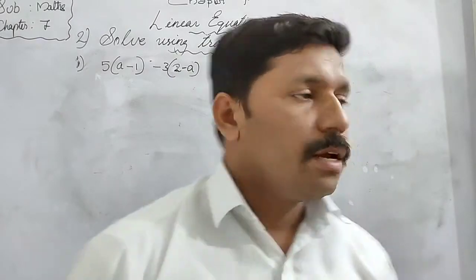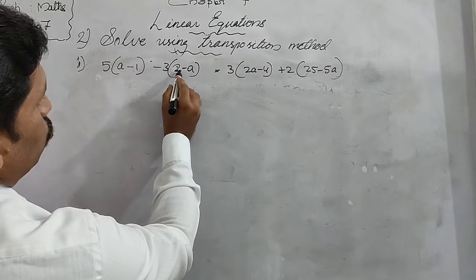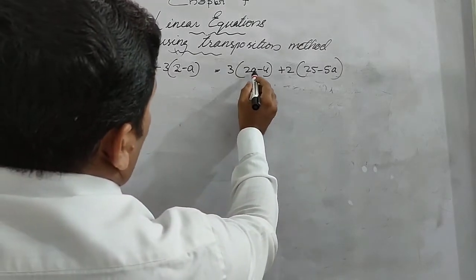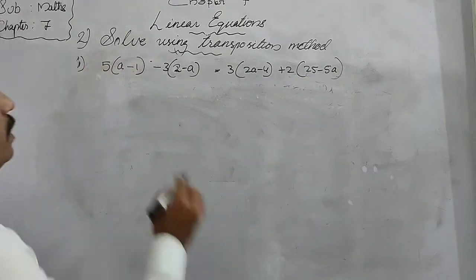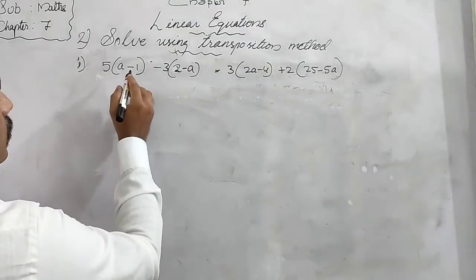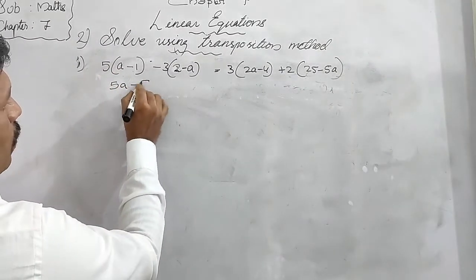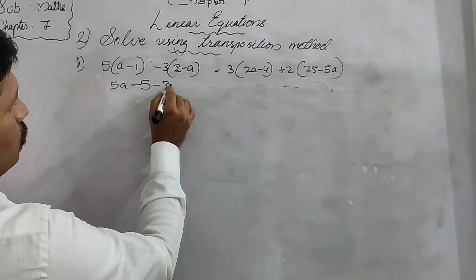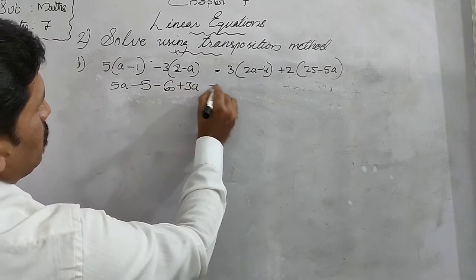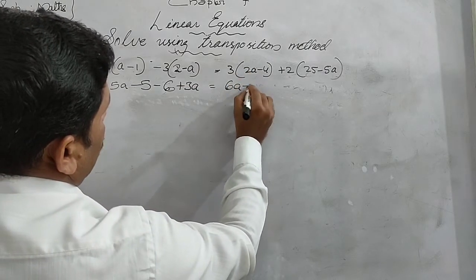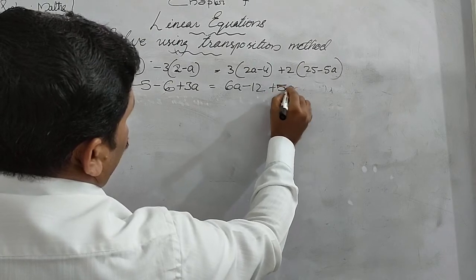Students, the next question: 5(a minus 1) minus 3(2 minus a) is equal to 3(2a minus 4) plus 2(25 minus 5a). Here we multiply the outside numbers with the numbers inside the bracket. 5 into a is 5a, minus 5, and minus 3, 2s are 6, so minus 6 plus 3a is equal to 3 twos are 6a minus 12, and plus 2 25s are 50 minus 10a.